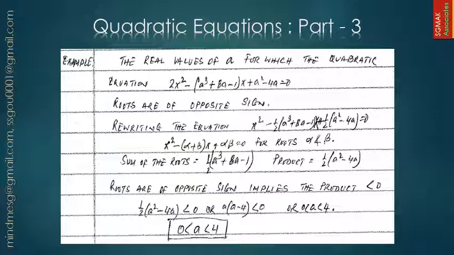The equation is x squared minus 1/2 of a cubed plus 8a minus 1 multiplied by x plus 1/2 of a squared minus 4a equals 0. The product of the roots is 1/2 of a squared minus 4a. Since roots are of opposite sign, then this quantity must be negative, and this is only valid if a is between 0 and 4. The product will be negative only if a is between 0 and 4. Okay, so that's the range for a.